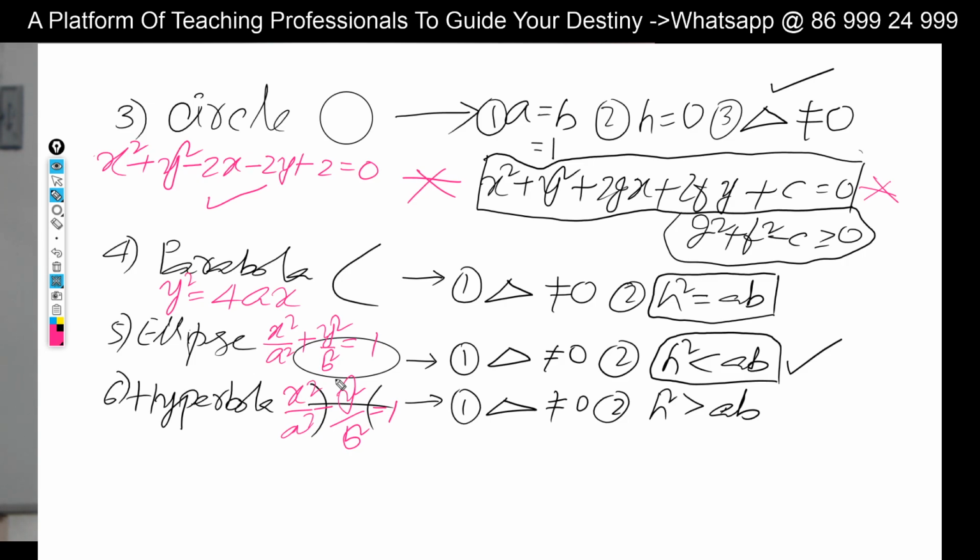Okay? Now, let us work out the problems on the locus. I hope everyone understands this. Please respond. If it is yes, type yes. If it is no, type no, please, so that I can move further. Yes or no?